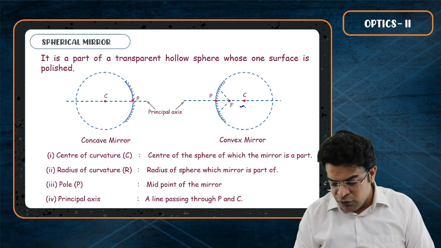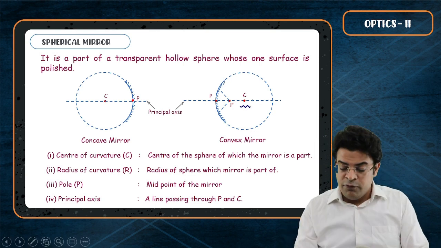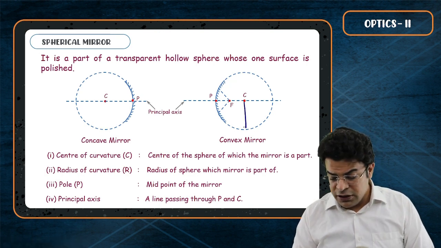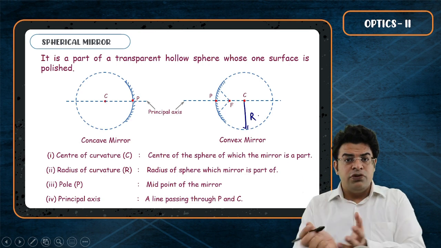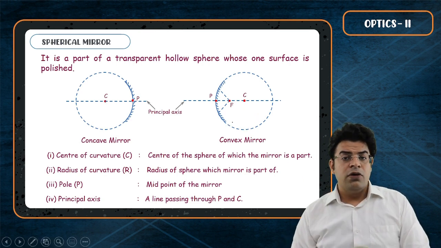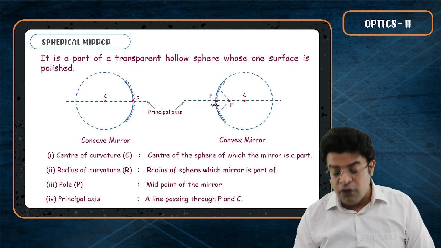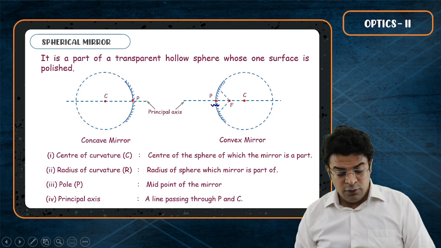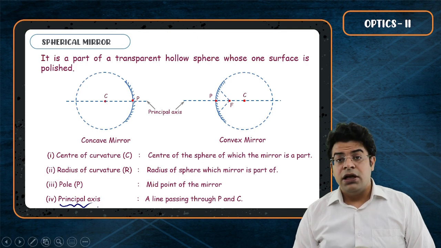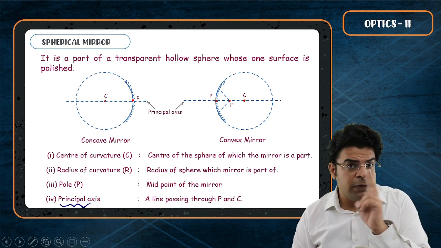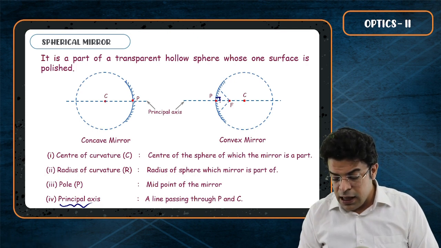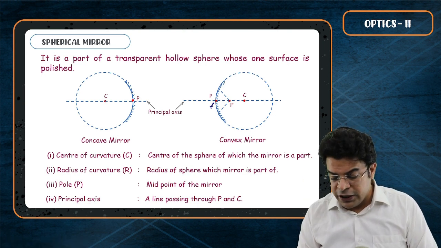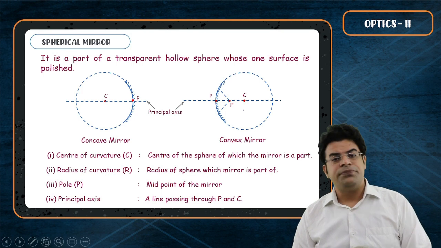What is center of curvature? The center of the sphere from which you have developed this convex mirror. What is the radius of curvature? The radius of the sphere from which you have developed this convex mirror. What is pole? The center of the reflecting surface on the surface. And what is principal axis? You can think of two definitions of principal axis. The normal on the spherical surface at the pole, or the line joining the pole and center of curvature.